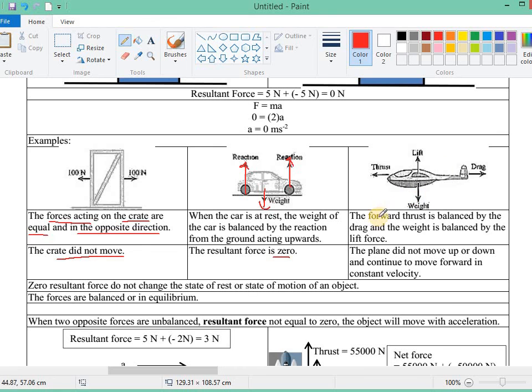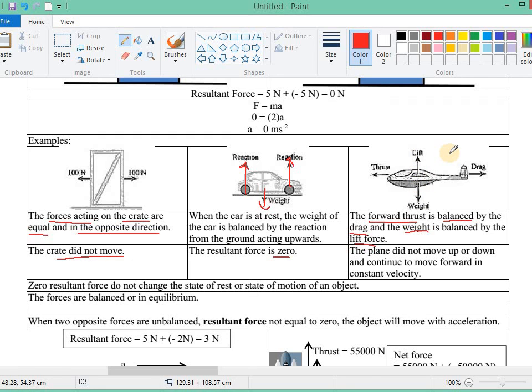Aeroplane. The forward thrust is balanced by drag. Okay, this is the thrust. The thrust is the force produced by the engine. And then drag. Drag is like air resistance. Weight is balanced by the lift force. Okay, weight going down, lift force going up.